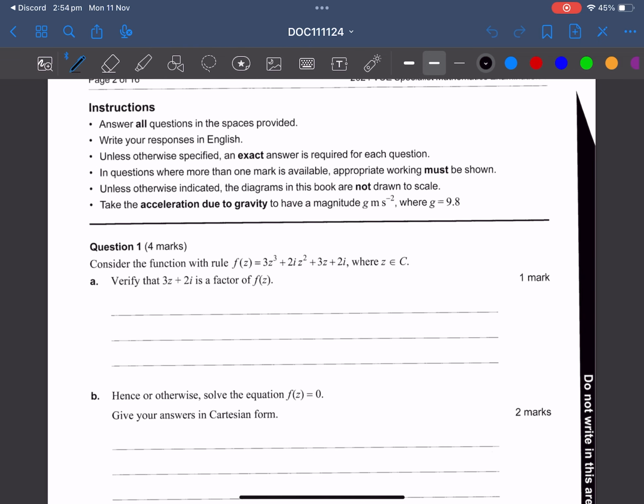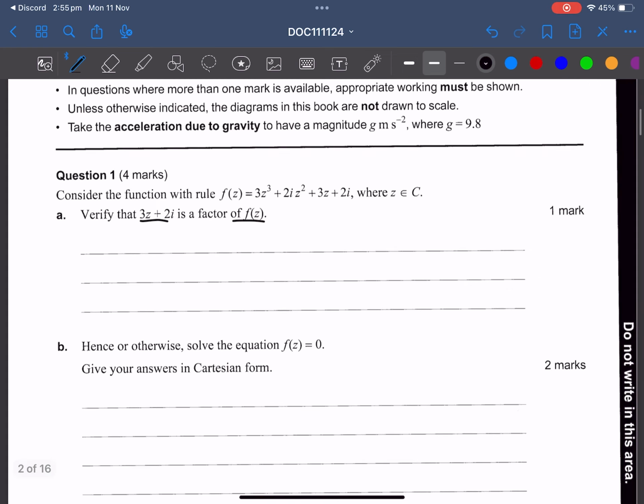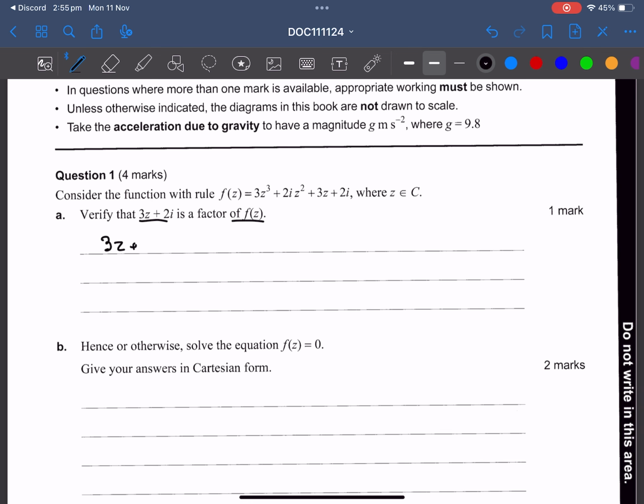Okay, so question number 1. Consider the function with the rule given. Verify that 3z plus 2i is a factor of it. Cool, so that means 3z plus 2i equals 0, so z is equal to minus 2 on 3i.